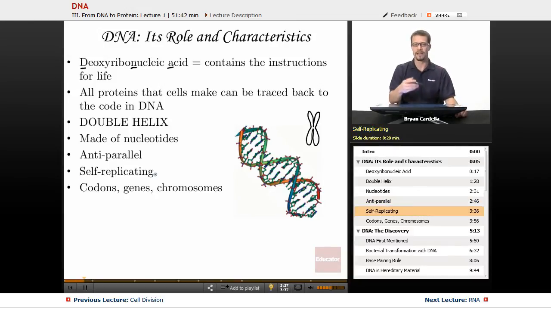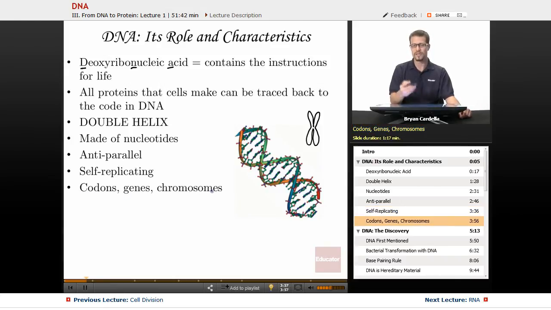It's self-replicating. Enzymes that are naturally found in cells, and DNA actually codes for those enzymes, allow DNA to be copied. And as long as you have those little nucleotides available, they can be put next to the other strand and new strands can be made. And that has to happen before a cell divides.